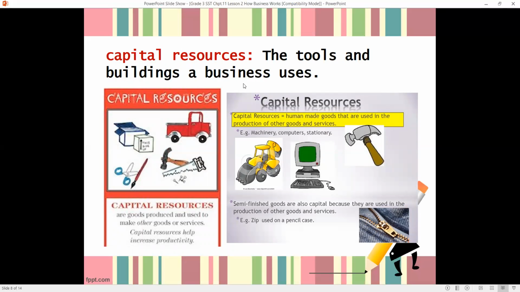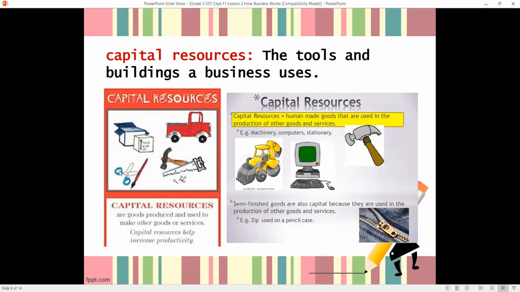Capital resource. What do we mean by capital resource? Capital resource is the tools and buildings a business uses. For example, over here you can see some boxes which are used for storing things. Here you have a vehicle to carry your things. These are all capital resources.